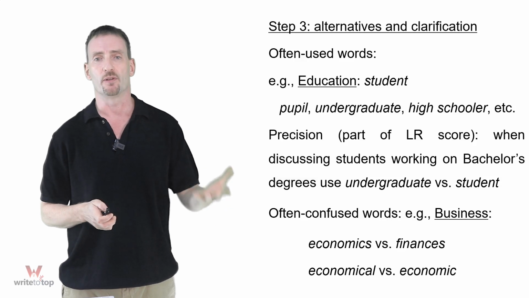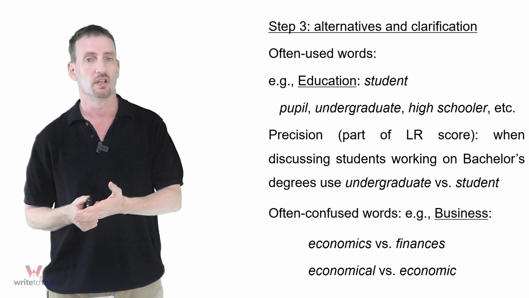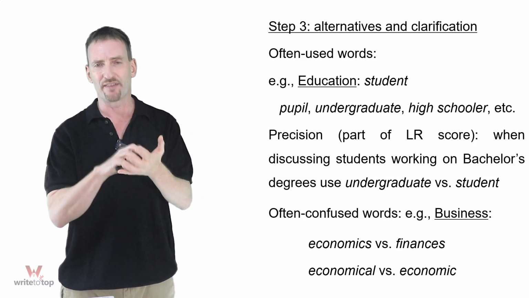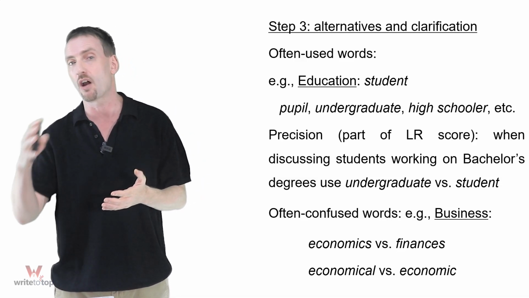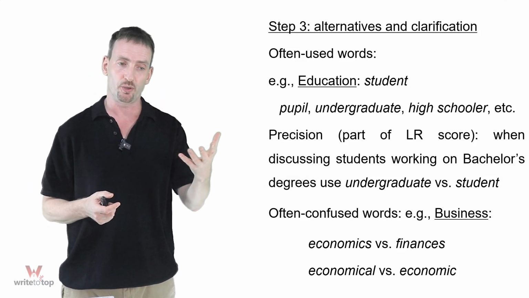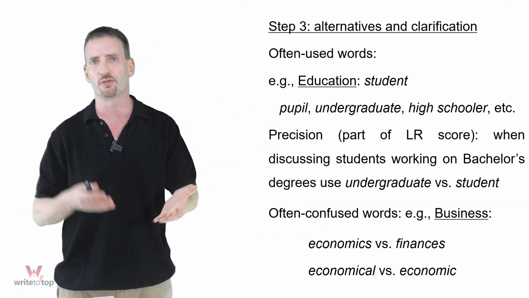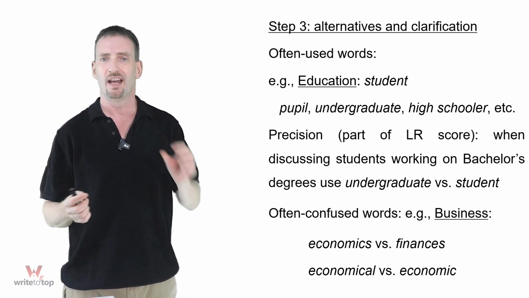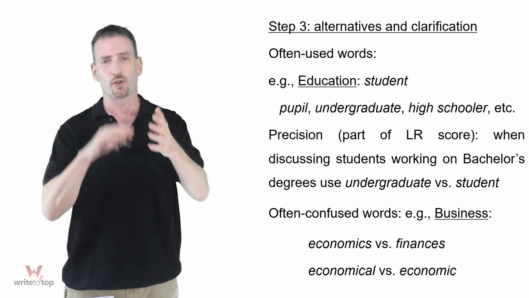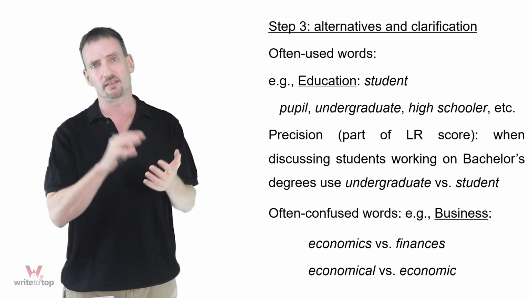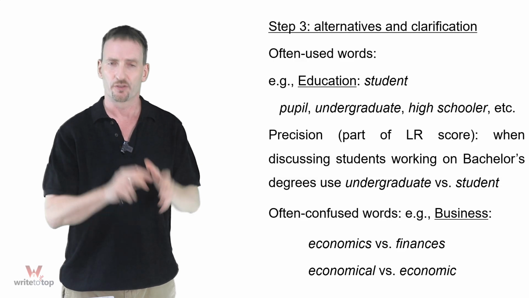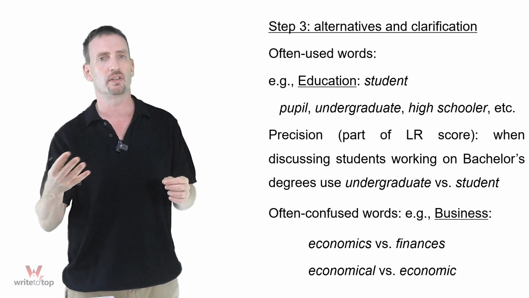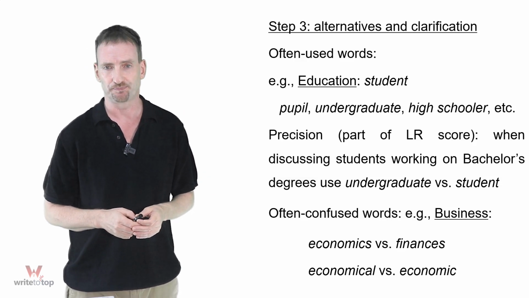So you have pupil, undergraduate, high schooler. And what you notice here is that your precision is getting better because you have very specific words for specific contexts. So for example, a student could be in kindergarten, in high school, in college, in community college, at a training seminar, etc. An undergraduate is only in university studying for a bachelor's degree. So if that's the person you're talking about, use that word rather than student to add precision to your writing.